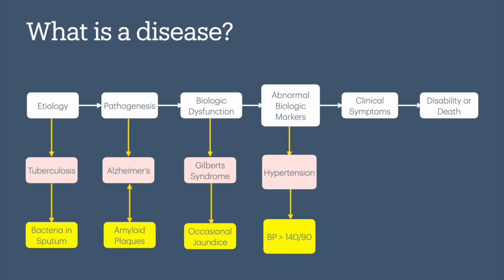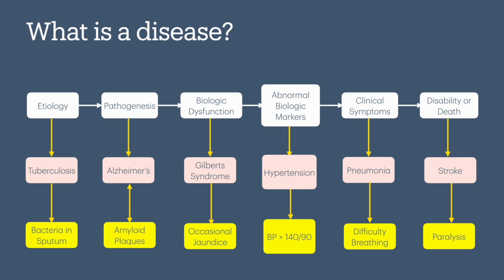When we reach the stage of clinical symptoms, the disease becomes much more obvious. For example, pneumonia often presents with fever and difficulty in breathing, and a constellation of other clinical signs and symptoms, which defines pneumonia today. Treating it with antibiotics helps the body fight the infection, resolve symptoms, and prevent complications and disability. Finally, we have disability or death.